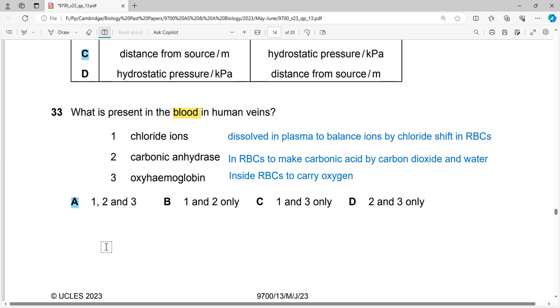What about carbonic anhydrase? This is present inside the red blood cell, and obviously the red blood cell is present in the vein. What about oxyhemoglobin? The hemoglobin is present inside the red blood cell, and it is carrying oxygen with it, so that is called oxyhemoglobin. In this way, these three statements are correct here. So A is our correct option here.